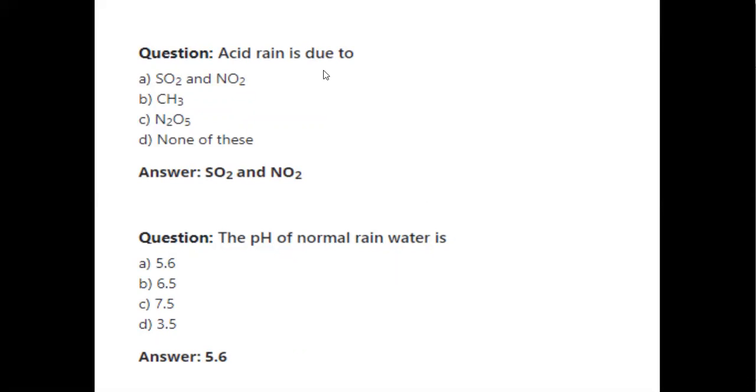Acid rain is due to sulfur dioxide and nitrogen dioxide, methane, and N2O5, or none of these. Your answer is option A, SO2 and NO2. Acid rain is due to SO2 and NO2. The pH of normal rainwater is how much? 5.6, 6.5, 7.5, and 3.5. Your option A is your right answer. The pH of normal rainwater is 5.6.